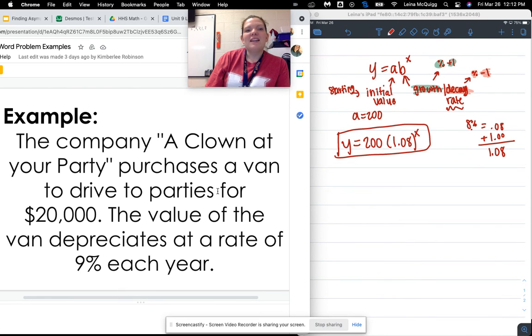Okay, so example 2, the company, a clown at your party, purchases a van to drive to parties for $20,000. The value of the van depreciates at a rate of 9% each year. So what does depreciate mean? Well, as soon as you go to a car lot and you buy a vehicle, the second you drive it off the lot, it decreases in value. It's not worth as much as you just paid for it, okay?